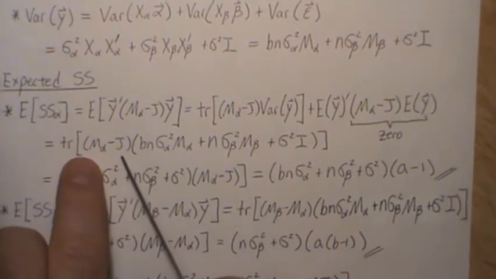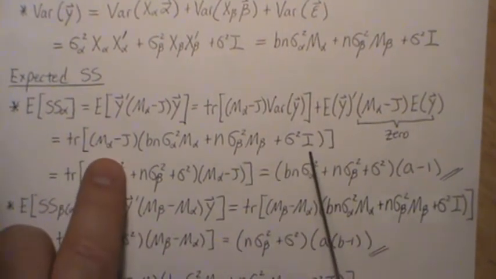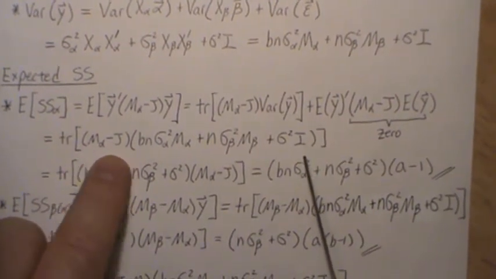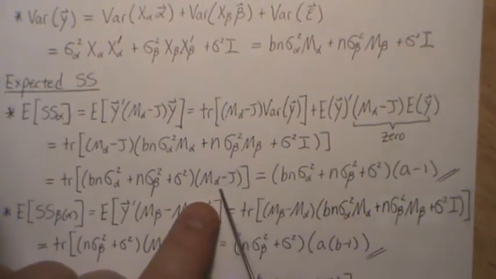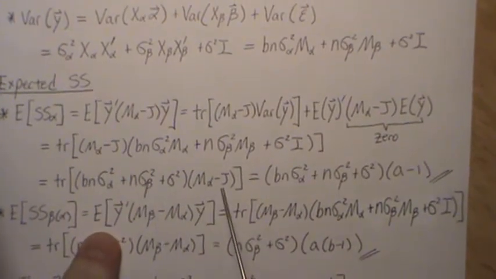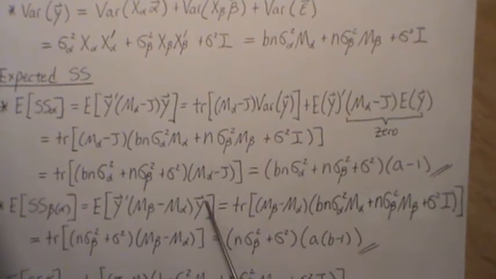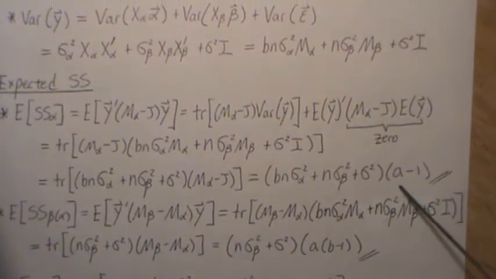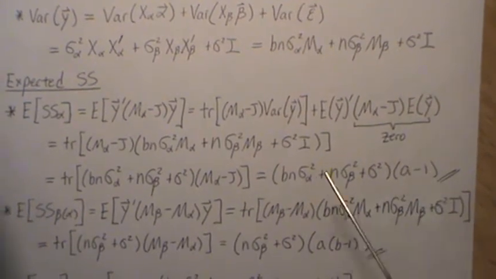And so this matrix times this is just m alpha minus j. And then we just get this matrix back. And then you factor out this m alpha minus j, and we're left with this. So this constant times this matrix. So the constant can come out front, and the trace of m alpha minus j is a minus 1, a minus 1.